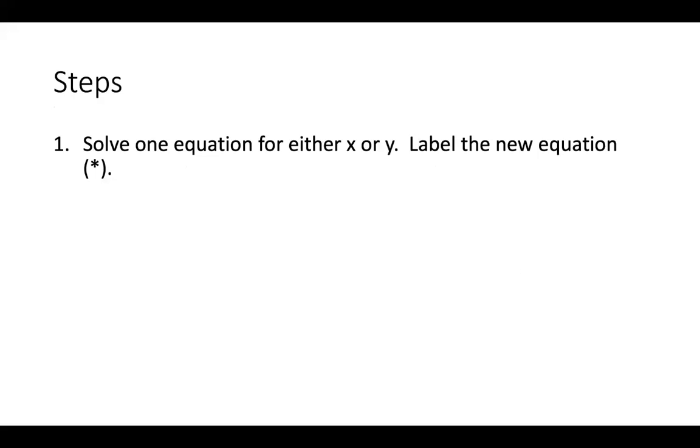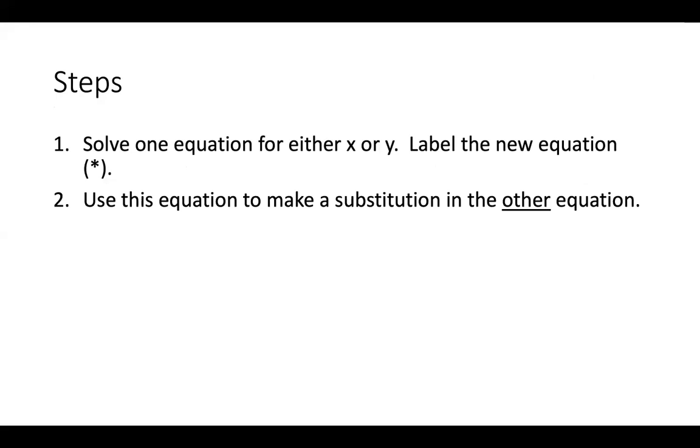All right, so to solve a system of linear equations by substitution, here are the steps. Take one of the equations. Remember, there will be two. And solve one of the equations for either x or y, whatever's easiest. You will usually have four choices. Label the new equation with a star. This is a system that I like to use. Use this equation to make a substitution in the other equation. This is very important. So if you start off by solving the first equation for y, you need to then make the substitution in the second equation.